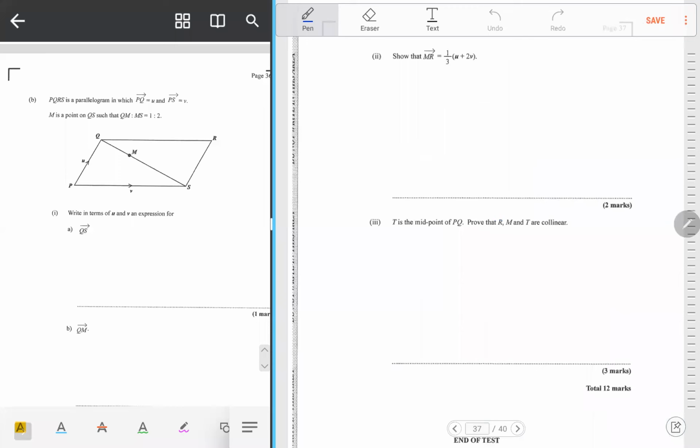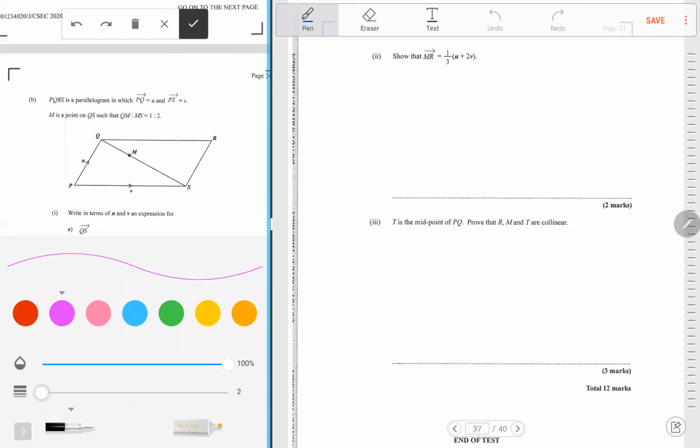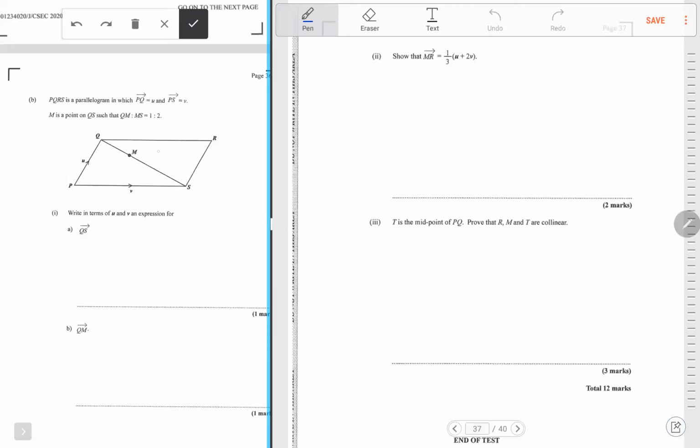All right. The next part wants us to show that MR is equal to 1/3 (U plus 2V). That is MR now. So let's look back over this side. You see that they really want us to find this vector MR. So we go from M to R. What we can do is come down to S first and then go up here. The reason we're going in those directions is because we know the vector QS and we know the vector RS, so it's good to use that information.